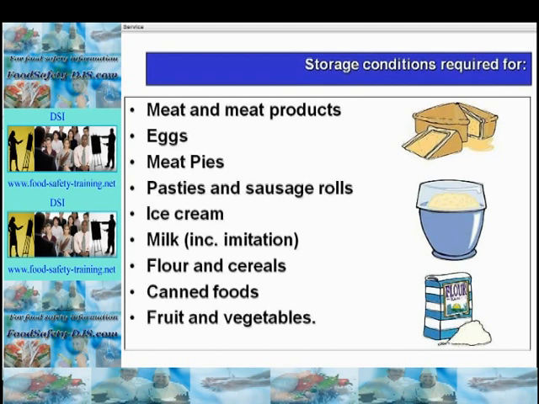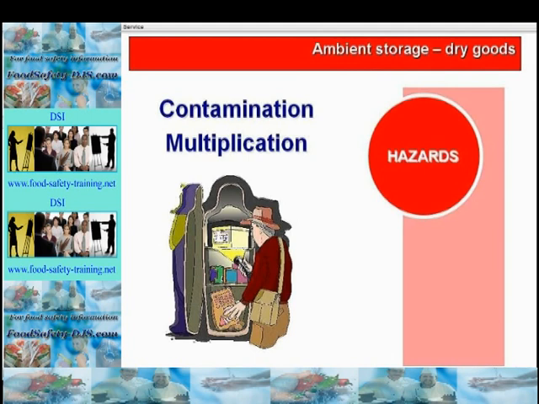Flour and cereals: kept in a clean, dry and cool room, in pest-proof containers where possible. Sacks, etc. stored a minimum of 15 centimeters off the ground, and good stock rotation. Canned foods, again kept in a clean, dry, cool area. Fruit and vegetables: optimum conditions vary with type of fruit. Generally cool and dry conditions are required, and try to avoid physical damage. Ambient or dry goods storage. Hazards include contamination, especially from pests, and multiplication, especially when dry products become damp. Problems include spoilage, mold growth and staleness.